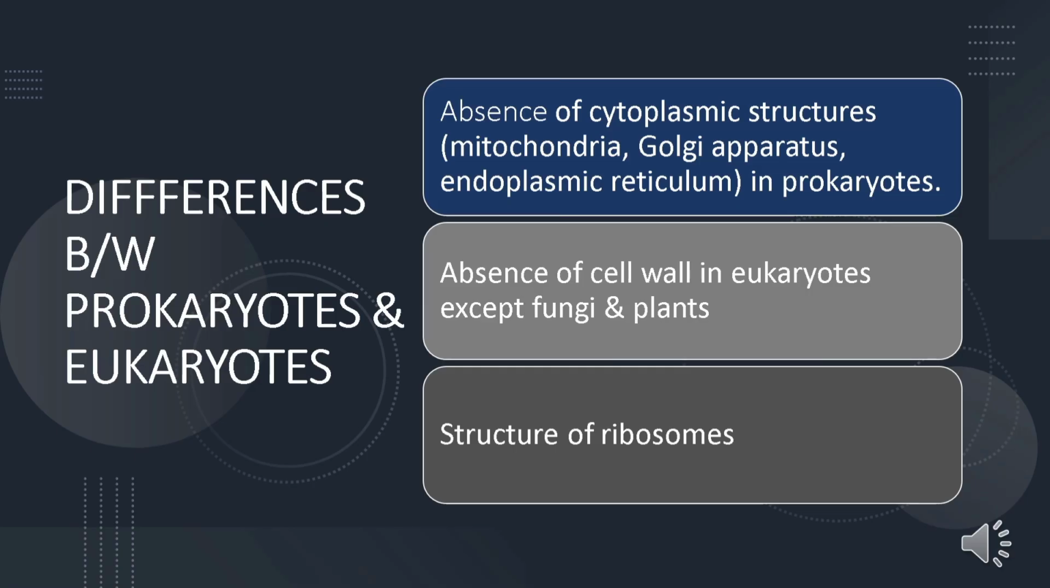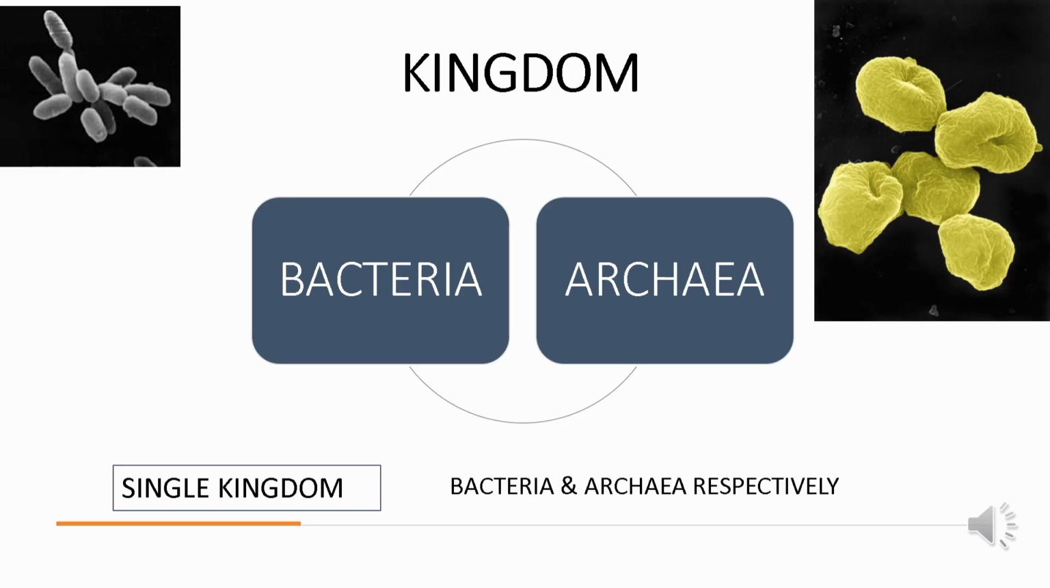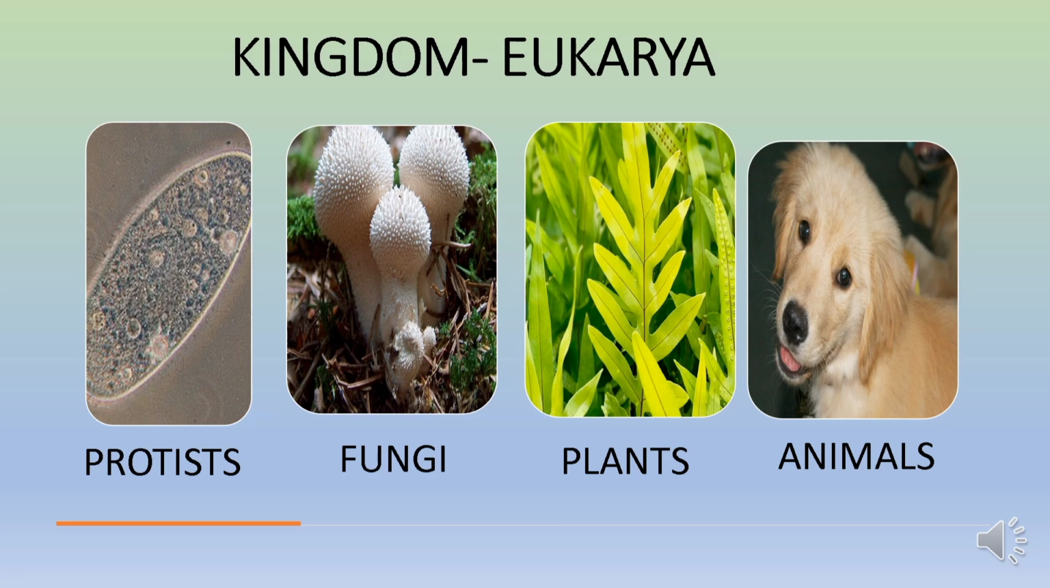The main difference between prokaryotes and eukaryotes are absence of cytoplasmic structures like the mitochondria, Golgi apparatus, endoplasmic reticulum in prokaryotes. After that, we go to the kingdom. Both bacteria and archaea have only single kingdom, which are bacteria and archaea respectively. And then we have eukarya, and it has four kingdoms: protists, fungi, plants, and animals.